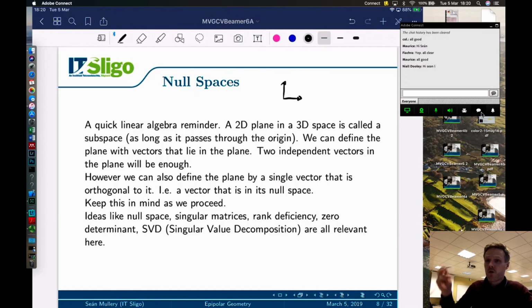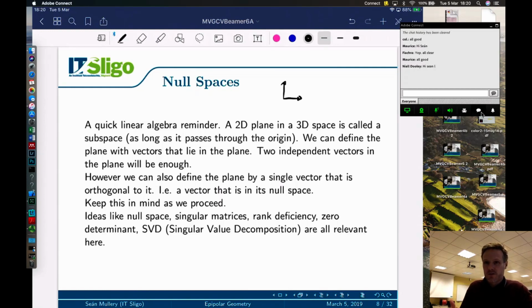Normally that is at the origin, but it doesn't necessarily have to be. It would have to be at the origin in order to be pointed straight up, right? But if we project that vector onto the plane, it comes down as 0. So you get that 0 point down below it, is the idea. Okay. So we can define a plane by a single vector that is orthogonal to it, i.e. a vector that is in its null space.